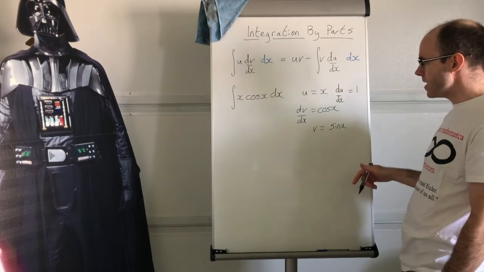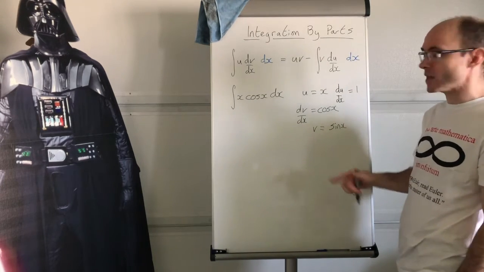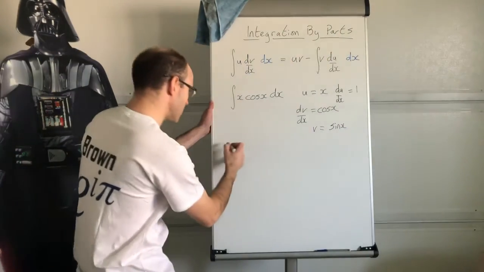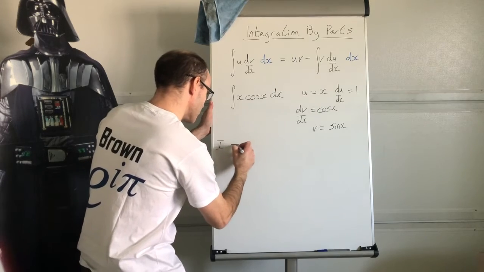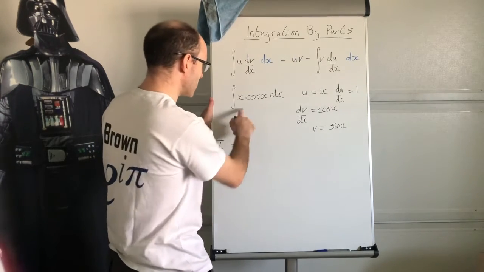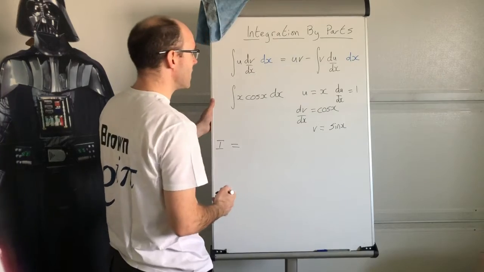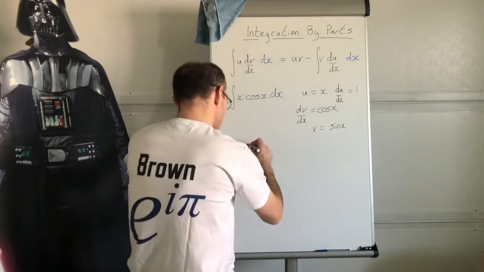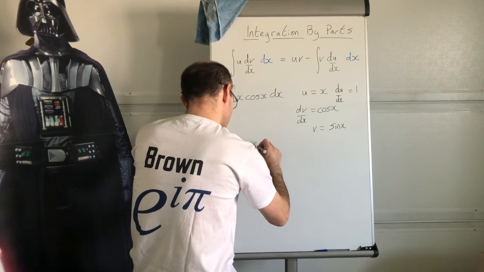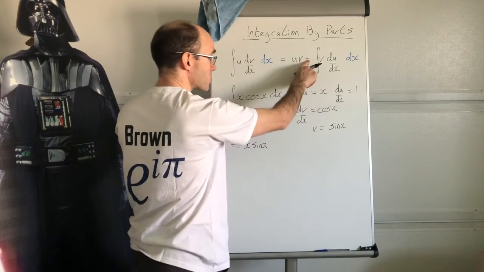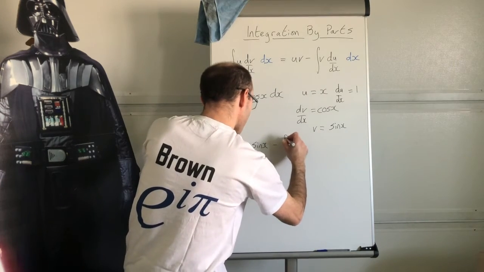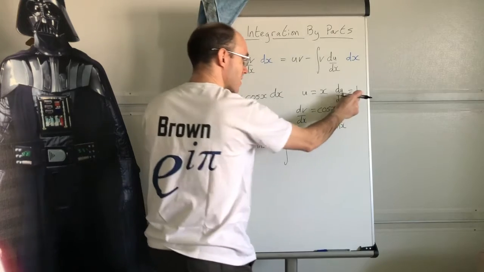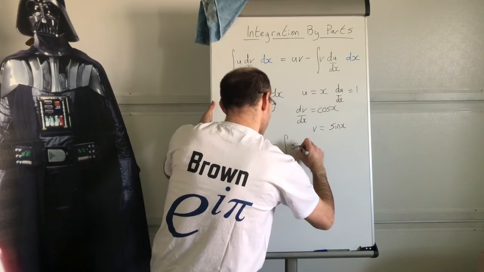And then all we do is substitute it into the formula. So we should have this. I'm just going to use capital I for the moment, mainly because of the lack of board space. This, which is our original integral, is going to be u times v, so u is x and v is sine x, so x sine x, and then subtract the integral of v du dx, so that's sine x times 1, so it's just sine x dx.